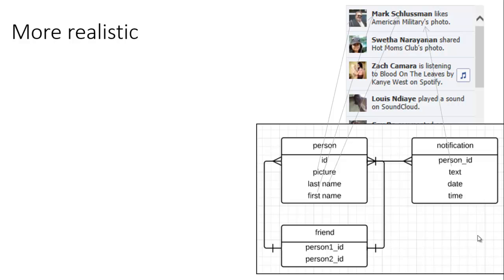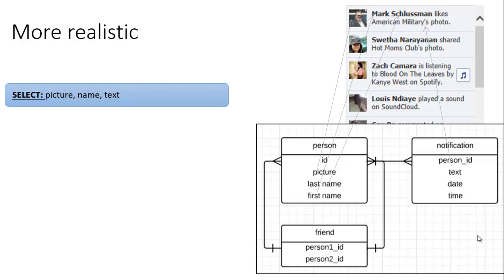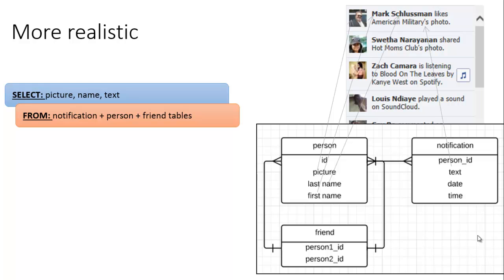Now let's look at a more sophisticated query. We still want the picture, name, and text, but we want it from the notification plus the person table plus the friend table. So all three of those tables are involved because I need all of that information. Now notice I get the text from the notification table, but I get the picture and the name from the people table, and that's just fine. There's no indication here of date and time because I'm not going to show the date and time. I don't need to see the date and time, but I am going to need it for sorting.